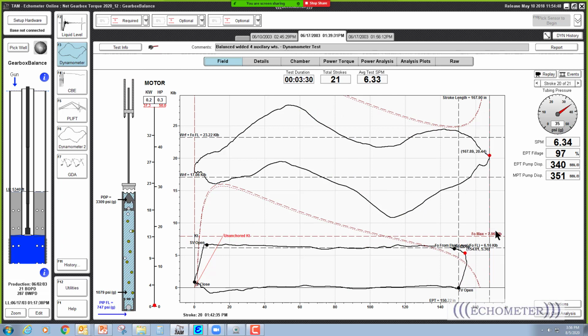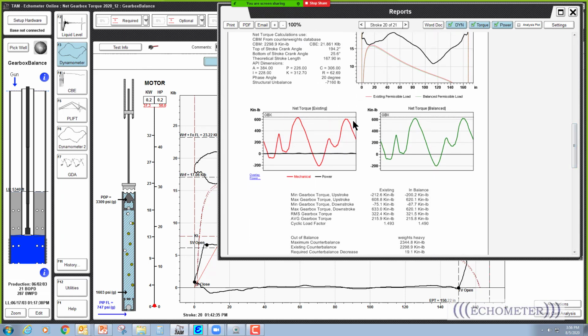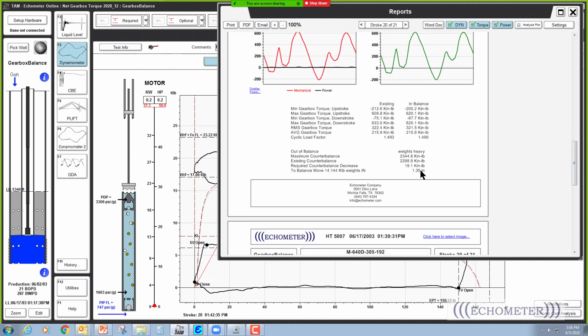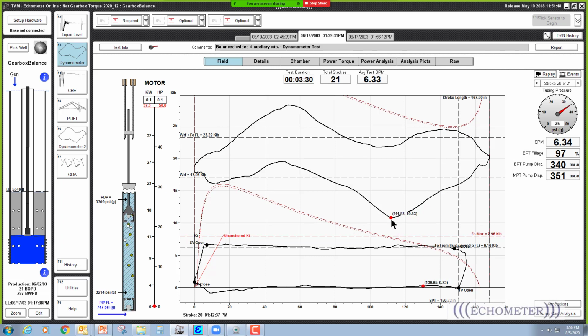And if we go to the report, let's see what the report says. Well, it's pretty much close to in balance. It says we can move the weights about 1.35 inches in, and both the upstroke and downstroke peak will be balanced. So that's an example of when you have to add weights, and that's the example you have. And we'll publish this spreadsheet and this PowerPoint, and it'll go along like a workbook along with these examples.